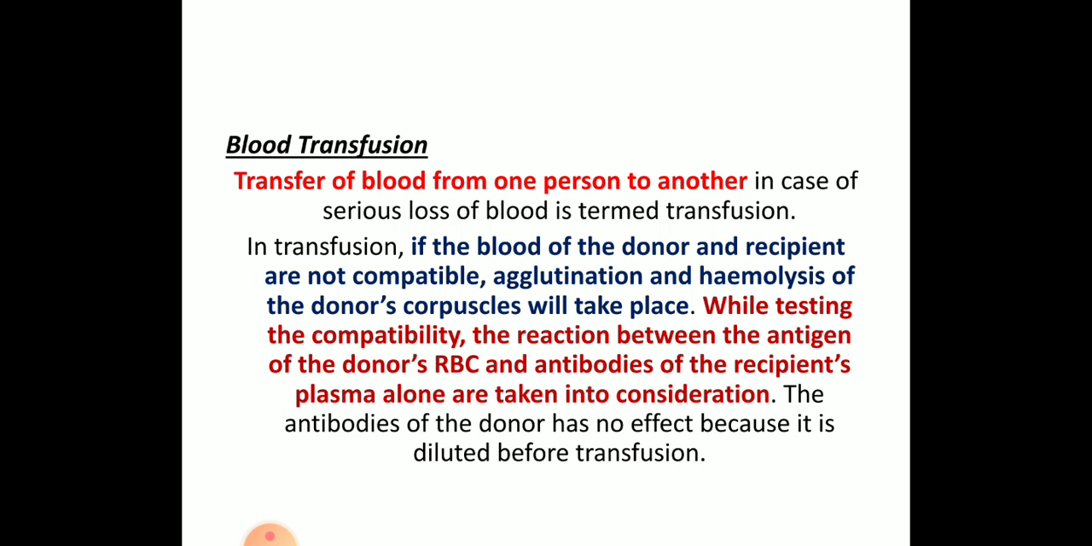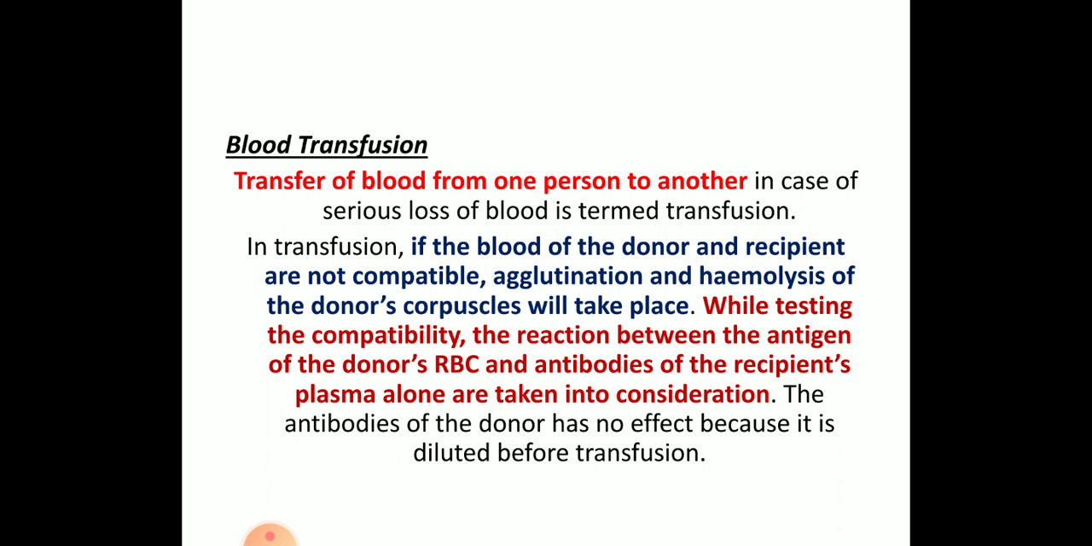As I have already explained about blood transfusion, I will not go into detail, but remember, if the blood groups of the donor and recipient are not compatible, agglutination and hemolysis of the donor corpuscles will take place. But during testing, the compatibility of the reaction between the antigen of the donor RBC and the antibodies of the recipient plasma alone are taken into consideration. So this is very important during blood transfusion.